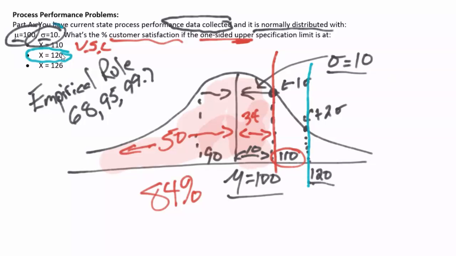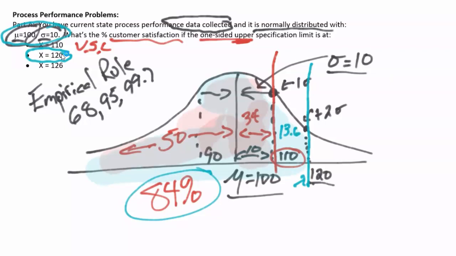If process performance operates at 100 with a standard deviation of 10 and the spec is at 120 right here, then the region where customers are satisfied would be this blue region that I'm going to color now. And if we do the math on that, we know everything from the red line is 84%, and due to the rules from the empirical rule, this is 13.6%.